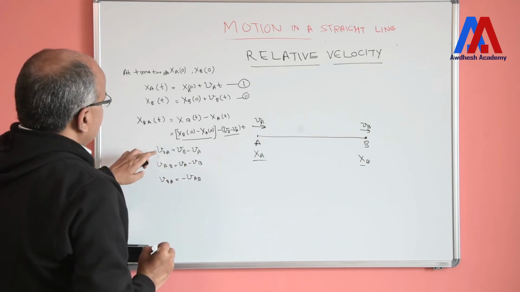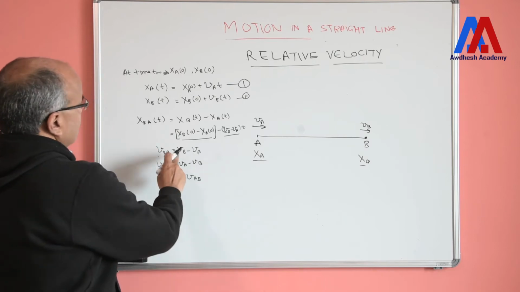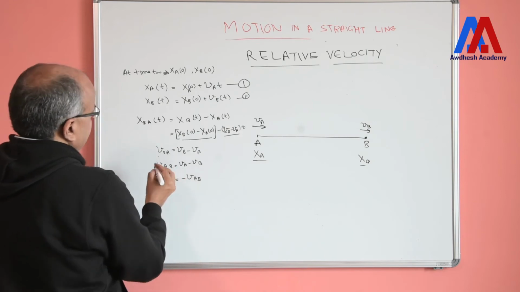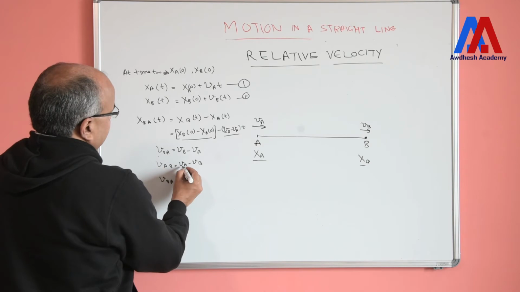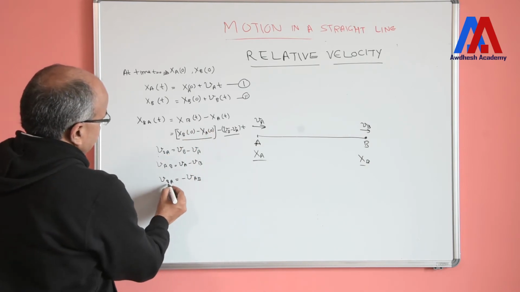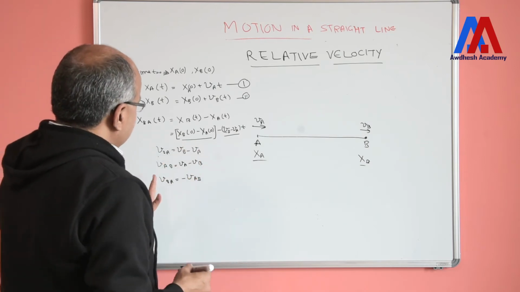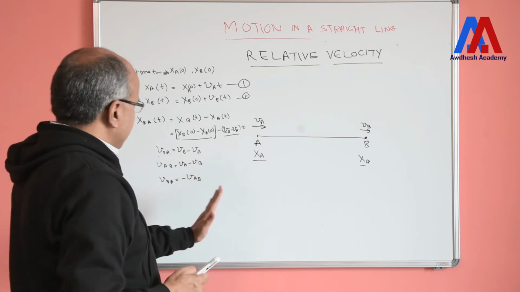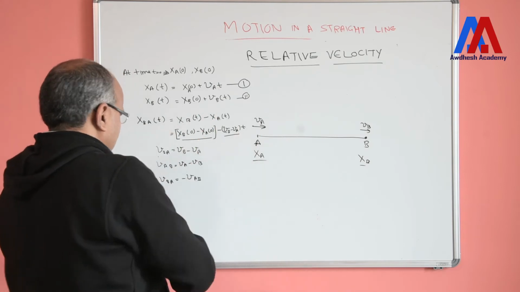This is called the velocity of b with respect to a, vb minus va. And if we want to show the opposite, we can say velocity of a with respect to b, then it will become va minus vb, and therefore we can see that vba is equal to minus vab. What does it mean? That the velocity of one particle with respect to another particle is opposite of the velocity of that other particle with respect to the first particle.